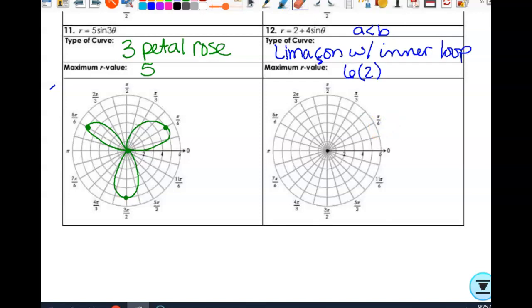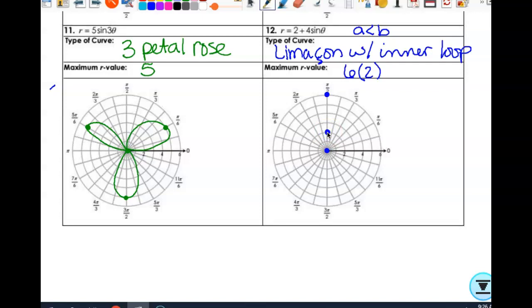Then I'm going to graph. Okay? So Limaçon with an inner loop, that is attached at the pole also, so I can go ahead and put my point there. Then this is sine, and it's positive. So am I going to go left, right, up, or down? Up. So from here, I go up 6. From here, I also go up 2, because that's where I'm going to have my inner loop, and then this is where I'm going to have my outer loop, right?